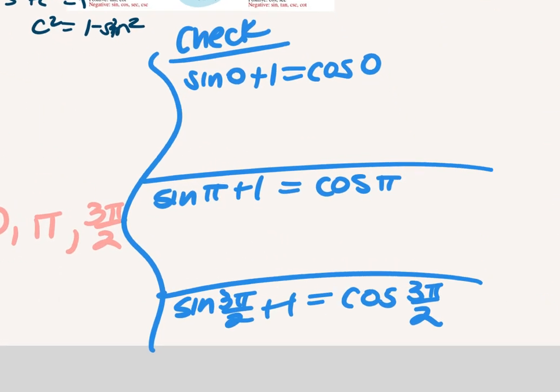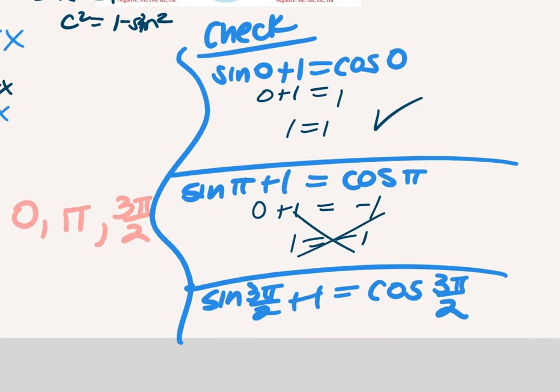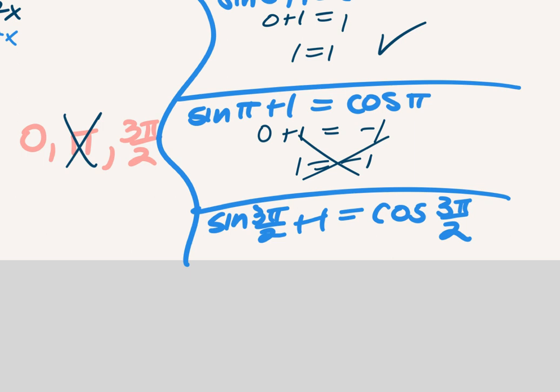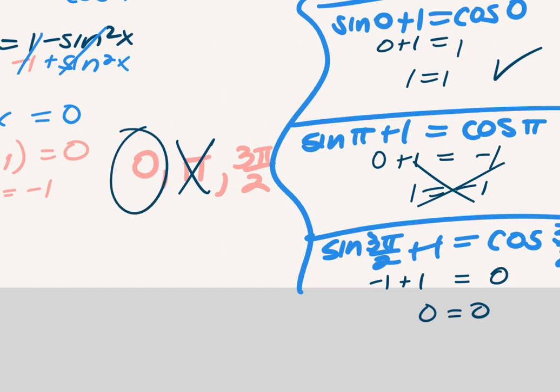Sine at 0 is 0. Cosine at 0 is 1. So that one works. Sine at pi is 0. Cosine at pi is negative 1. That one does not work. Sine at 3 pi over 2 is negative 1. Cosine at 3 pi over 2 is 0. So that one works. So I get to keep 0 and 3 pi over 2, but I eliminate pi.